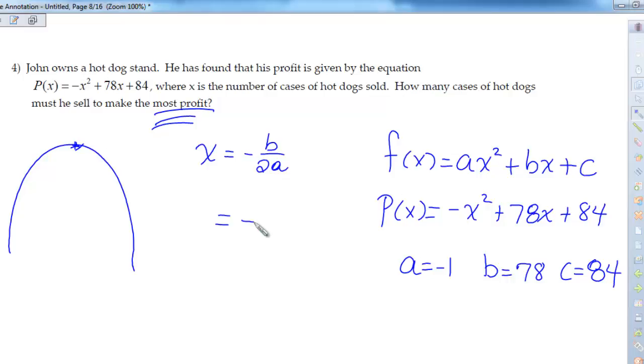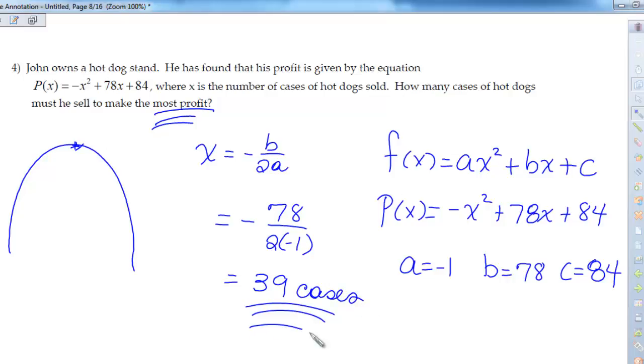And so we get negative 78 over 2 times negative 1. And that gives us 39. So if he sells 39 cases of hot dogs, that's going to give him the maximum profit.